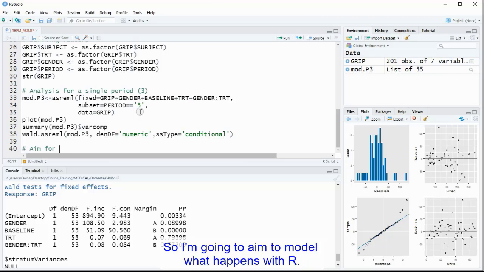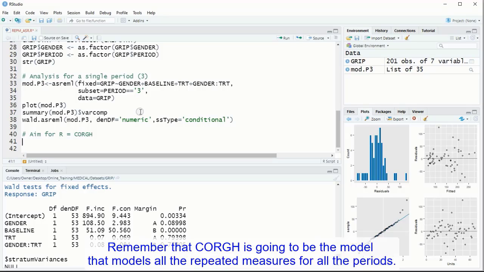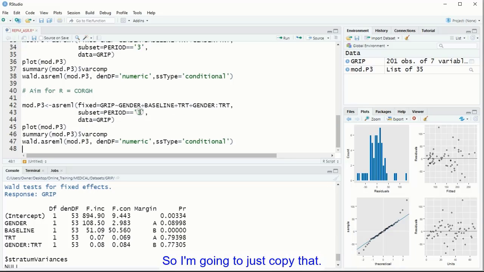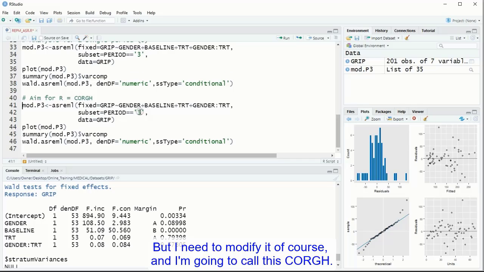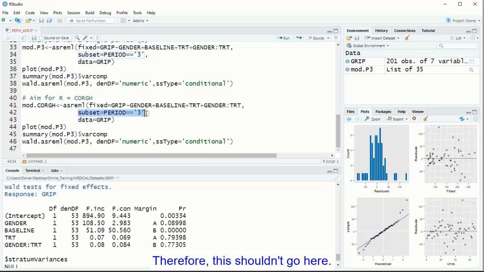So I'm going to aim to model what happens with R, and I'm going to be very ambitious. I'm going to use a core GH. Remember, the core GH is going to be the model that models all the repeated measures for all the periods. So I'm going to just copy that, but I need to modify it, of course, and I'm going to call this core GH. Now the key point here is that now we have the different periods, therefore this shouldn't go here.